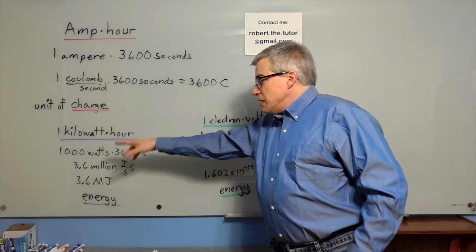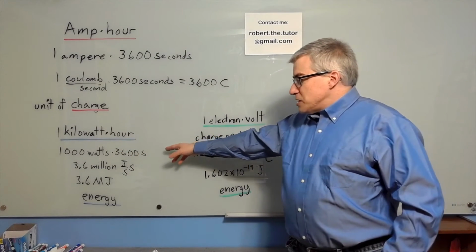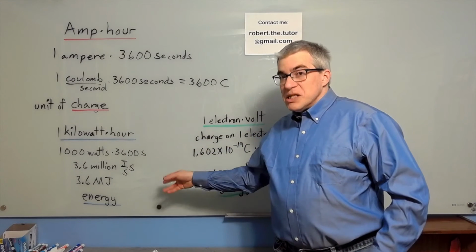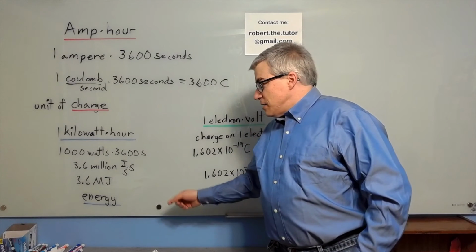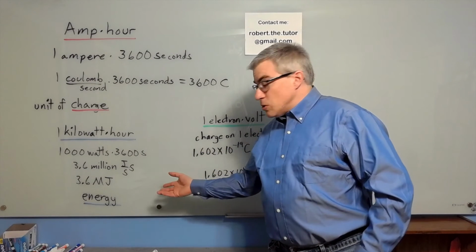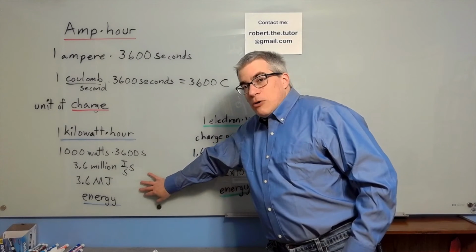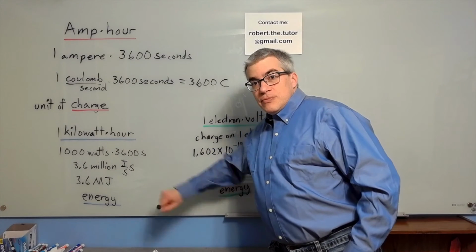Meanwhile, a kilowatt is 1,000 watts. An hour, again, is 3,600 seconds. So 1,000 times 3,600 is 3.6 million. A watt is a joule per second. So joule per second times second is joules, 3.6 megajoules. A kilowatt hour is a unit of energy. It's a house-sized unit of energy.